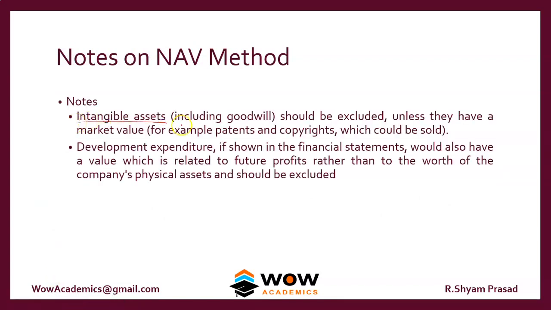Intangible assets including goodwill should be excluded unless they have a market value, for example patents and copyrights which could be sold. So only when an intangible asset has a market value should it be included. If it's a fictitious asset, or an intangible asset generated by the company, then those kinds of intangible assets should be ignored. Development expenditure, if shown in the financial statements, could also have a value which is related to the future rather than to the worth of the company's physical assets. Hence, it should be excluded. So if there's any development expenditure, that value should also be excluded.